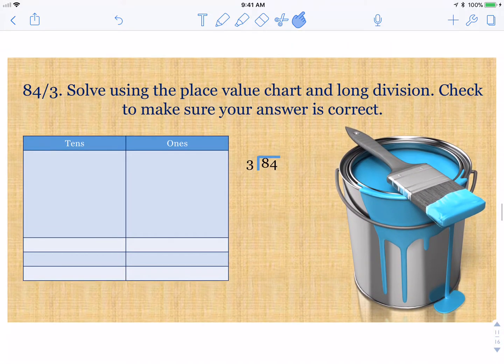Okay, go ahead and solve this. Check to make sure your answer is correct. Pause it, work through it.